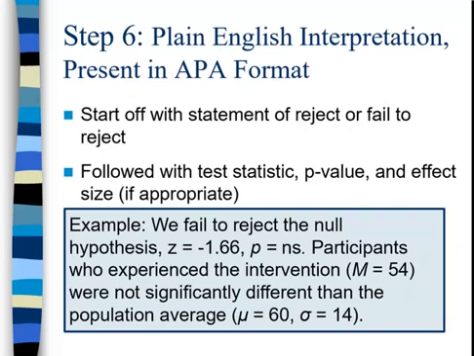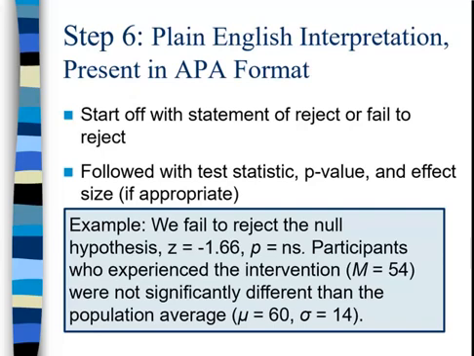Well, it would be inappropriate to report the effect size here because we have no effect, right? We found no difference between our sample mean and our population mean. Therefore, we would not compute an effect size, right? We still need to have some sort of descriptive sentence, though, and that descriptive sentence should reflect that there was no difference between our sample mean and the population mean.